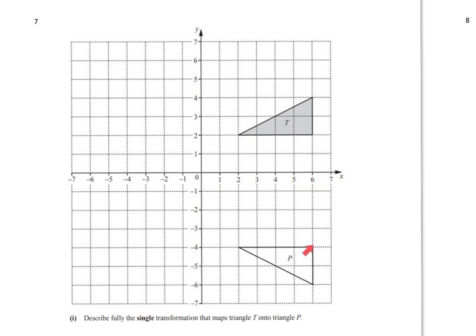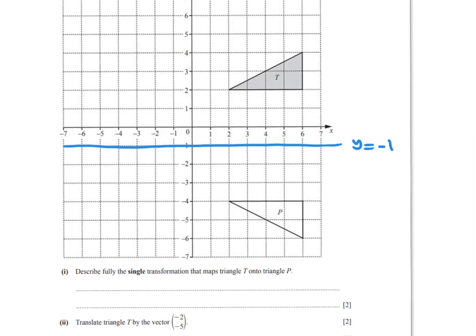Because the line in between, we have 2, 4, 6. So 3 from each triangle. So this is the mirror line, this horizontal line. So its equation y equal what? Y equal -1, because it intersects the y-axis at -1. So this reflection, what is the mirror line? Y equal -1. So 1 mark for reflection, 1 mark for the equation of the mirror line.